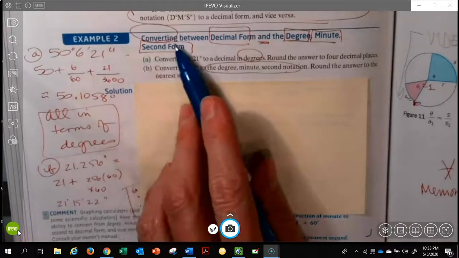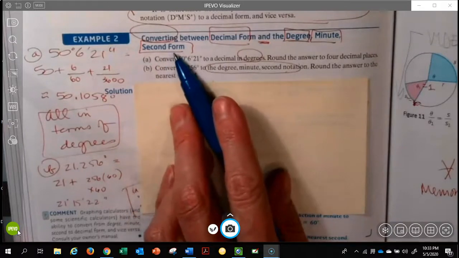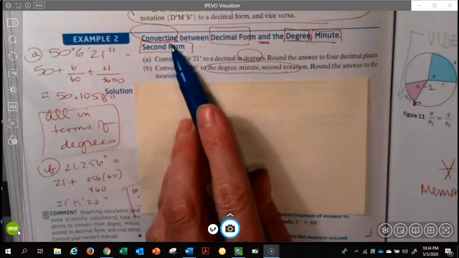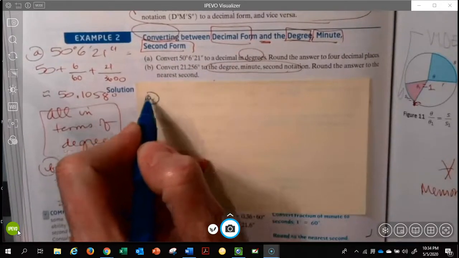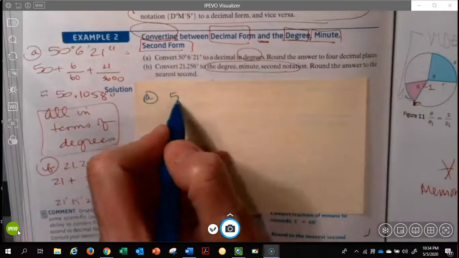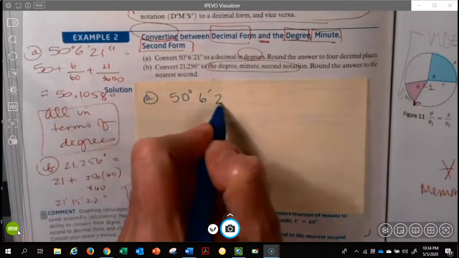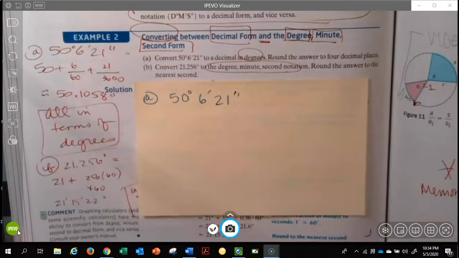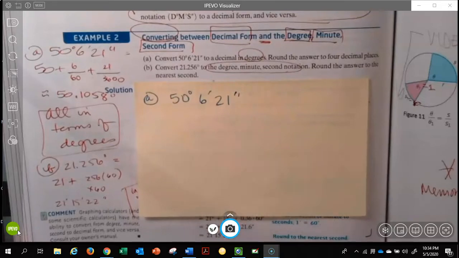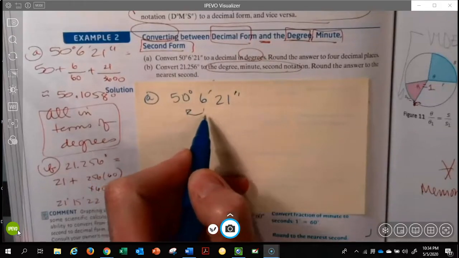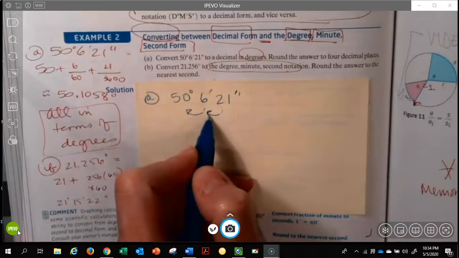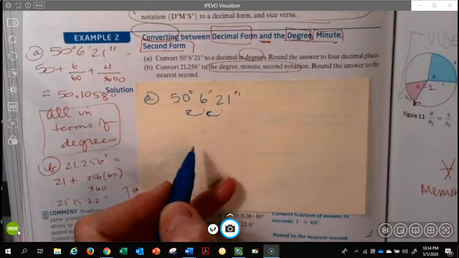So in example 2, and by the way I'm on page 364, it talks about converting. The first one says, in part A, they want us to convert 50 degrees, 6 minutes, and 21 seconds to a single decimal in degrees. That means our minutes are going to have to be turned into degrees and our seconds are going to have to be turned into degrees.